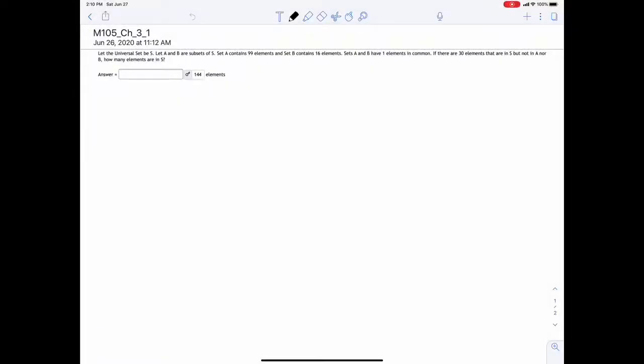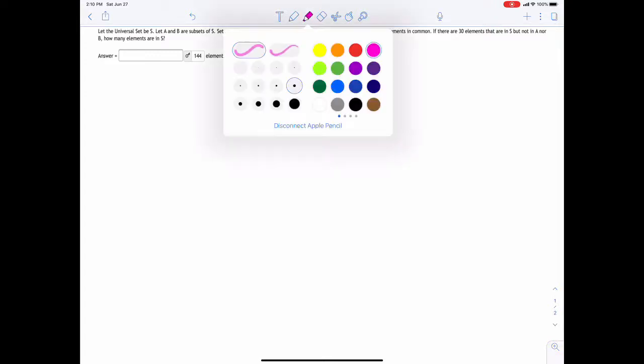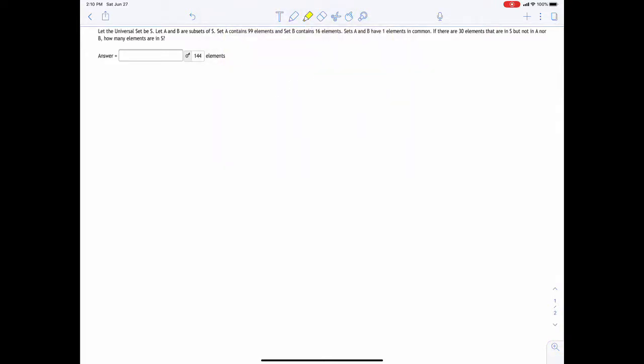Hi, in this example, we're going to take two sets and the universal set and determine how many elements are in one of the sets. So let's go ahead and just take a read here. The universal set is S, and A and B are subsets of S. A contains 99 elements and B contains 16 elements.